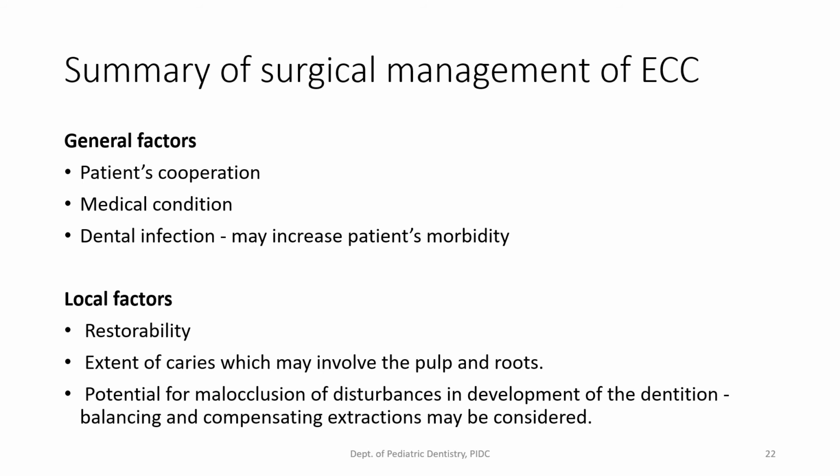So if you're looking at the development of malocclusion in the future and how you can reduce the severity of those malocclusions by selectively extracting those grossly carious primary molars or the anteriors, you can consider those also in your surgical management. So no need for doing restoration, you can just go for extraction, especially if the tooth is extensively carious. So these are some general factors and local factors you must consider when you are about to perform surgical management.